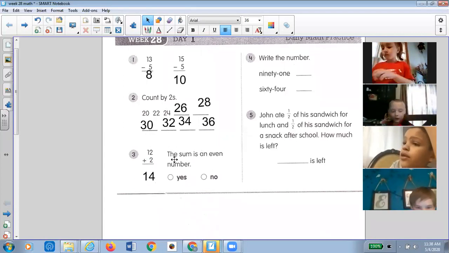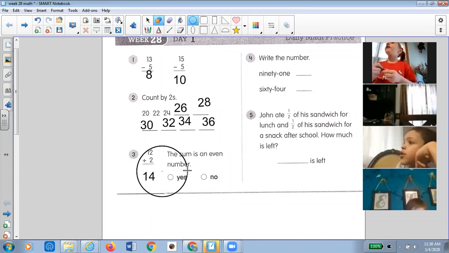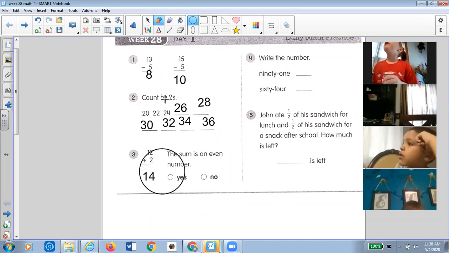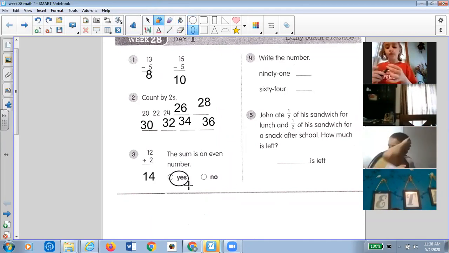Yes, it is. Let me get rid of that circle. I didn't want that circle. I wanted the, hold on. I want this one. So yes, 14 is an even number.